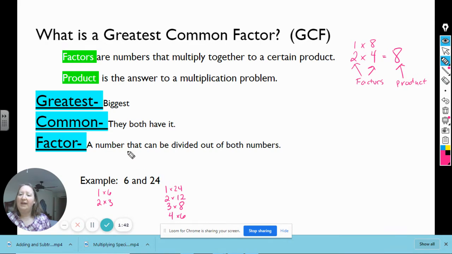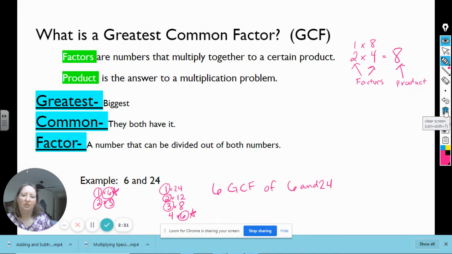Now, which one do they have in common? And it's the biggest one. Okay, so I would start with the largest factor of the smallest number. So they have in common 2, they have in common 1, they have in common 3, and they have in common 6. And what is the biggest number out of all those? 6. So 6 is the GCF of 6 and 24. Okay? So the answer is 6.